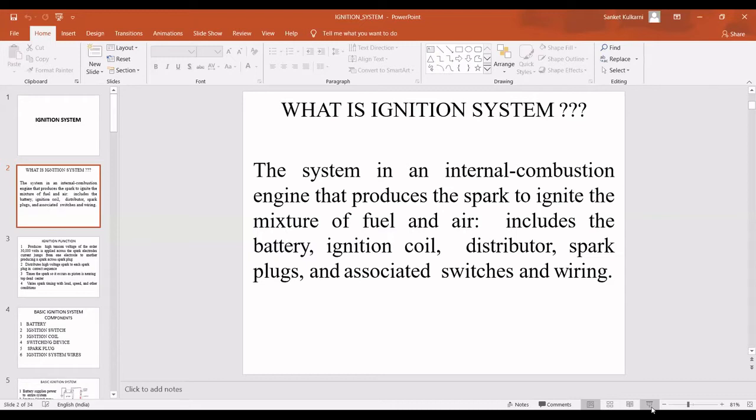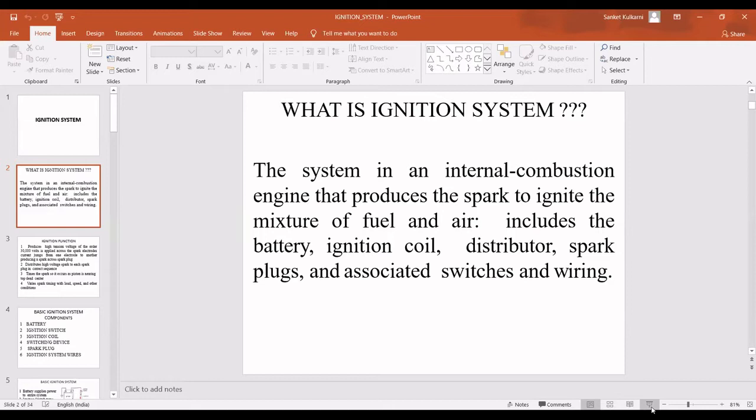The additional component we are using is the spark plug. At the end of this compression, the spark plug will produce a high intensity, high temperature spark, which is sufficient to ignite the compressed air petrol mixture during the compression process. The ignition takes place inside the cylinder at the end of the compression stroke.